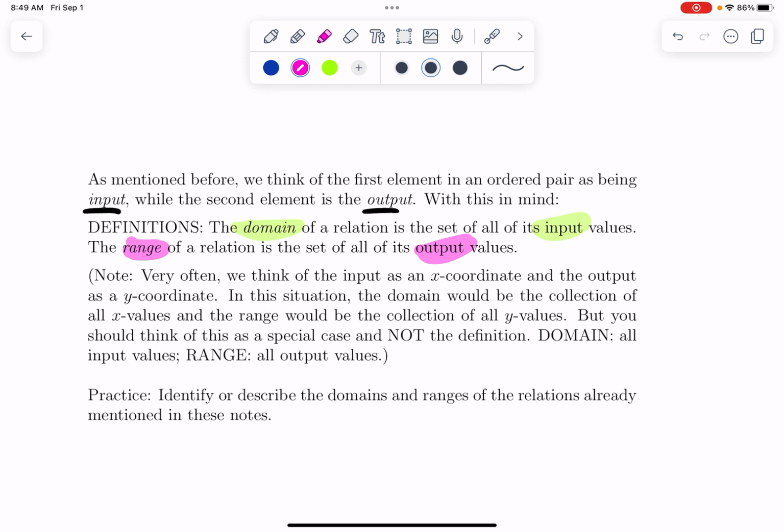And I just want to give you a little warning here. Very often, we call the input X and we call the output Y. So because of that, a lot of people say just like, oh, domain is all of the X's, range is all of the Y's. That's fine if your input is called X and your output is called Y. But sometimes that's not what they're called. And I don't want you to get confused. So I strongly recommend you actually learn this by just domain is all of the input values, whatever input is called. Range is all of the output values, whatever output is called.